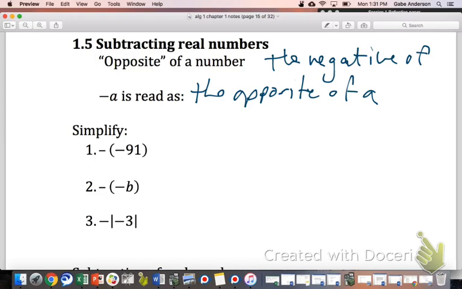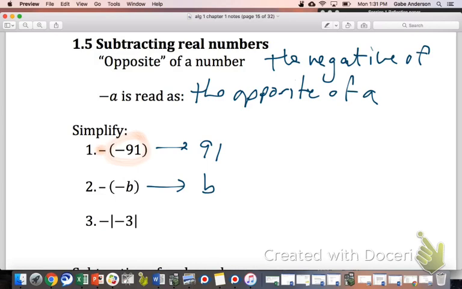So the opposite simply changes the sign from whatever it is to the other sign. The opposite of A would just be the opposite sign of A, whatever A happens to be. So if you take a look at number one, it says the opposite of negative 91. What would you guess that would be? 91, right? So it's just the other sign. Since it was negative 91, the opposite would have to be positive 91. How about number 2? The opposite of negative B, what would you say that would be? It would be B. You got it.